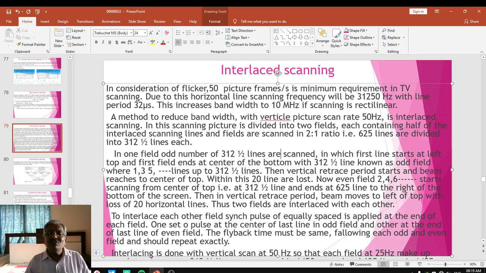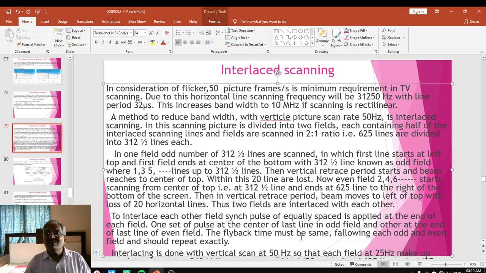To interlace each other, equally spaced field sync pulses are applied at the end of each field. Means to interlace two fields with each other, at the end of every field, sync pulses are introduced. One set of pulses at the center of the last line in the odd field, and the other at the end of the last line of the even field.